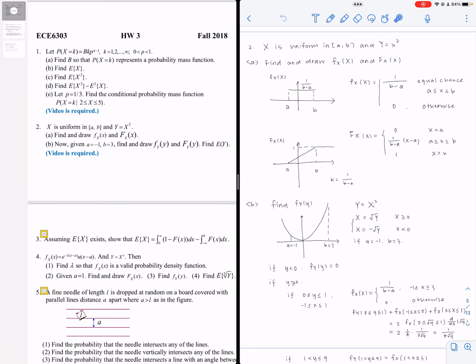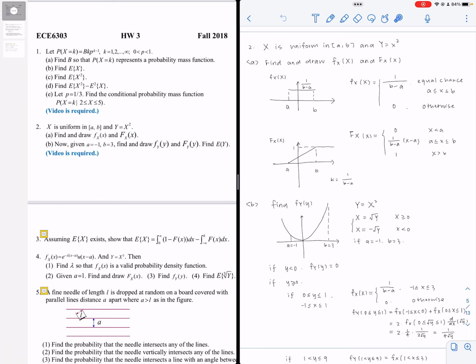So if x is uniform, that means the probability from A to B, no matter where x is, as long as it is within A to B, then they'll all just be equal. And also, if we integrate this probability density function, then we'll eventually have 1.